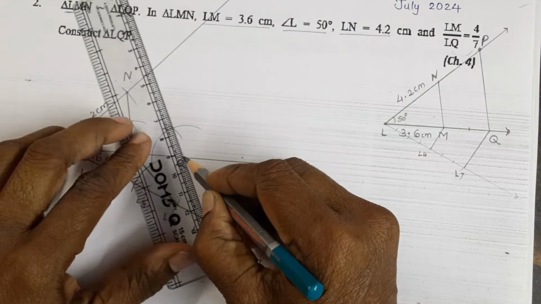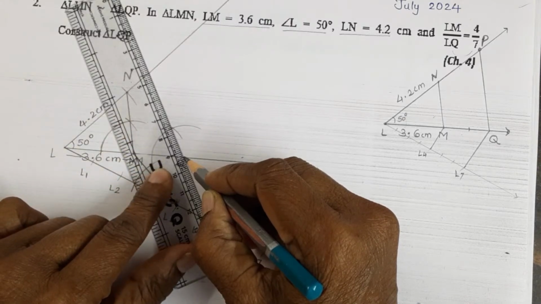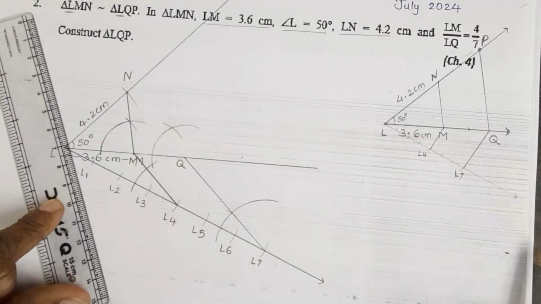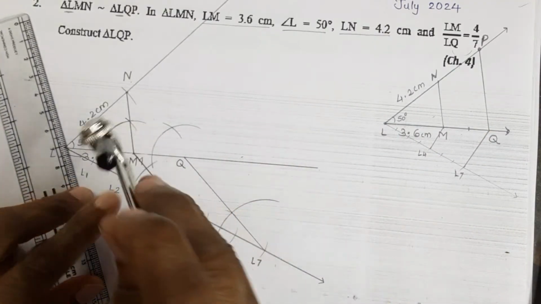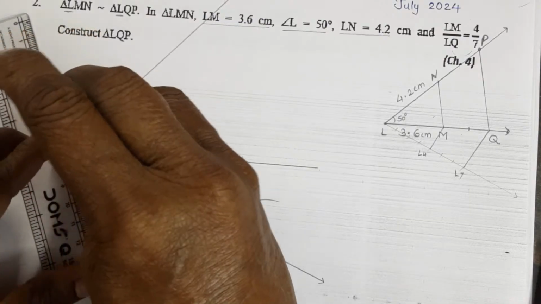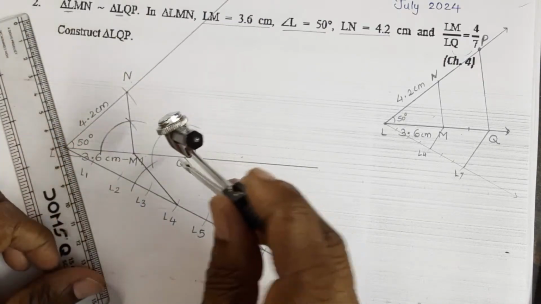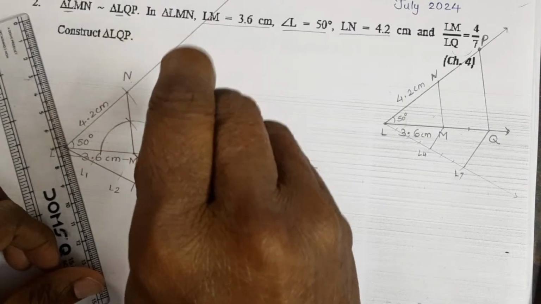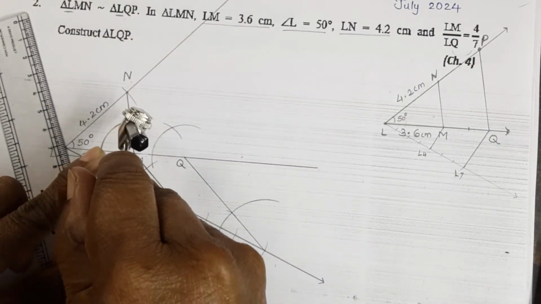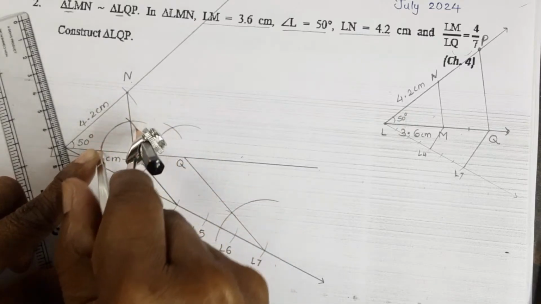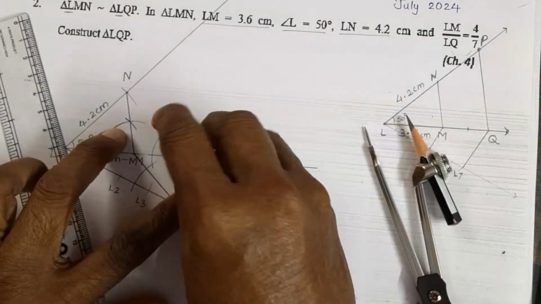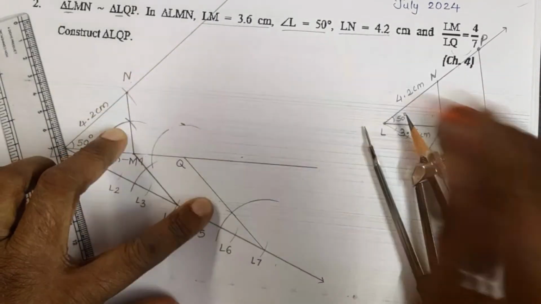So here join this one. What happened? There is some mistake. If you draw this one, I draw here, and taking the distance. Okay, sorry, taking the distance here. How did it come? Students, there is some mistake.